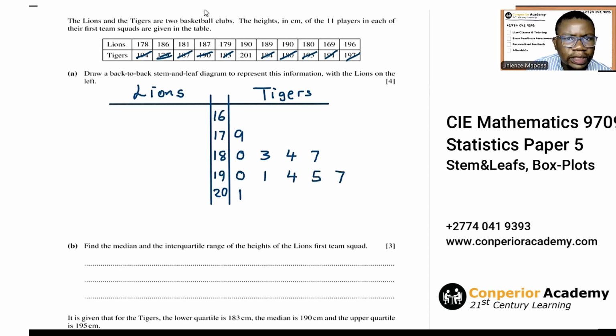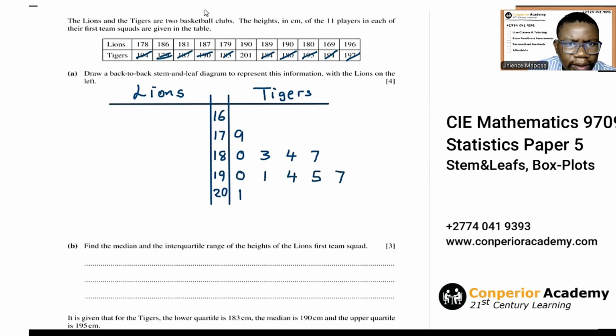So let's just confirm that we have all of them. So we have 11. So count these leaves. There must be 11. 1, 2, 3, 4, 5, 6, 7, 8, 9, 10, 11. So we have entered all the values. Now we need to enter the values for the lions, starting with the smallest value. The smallest value is 178.